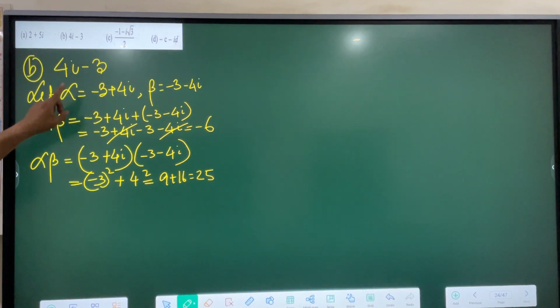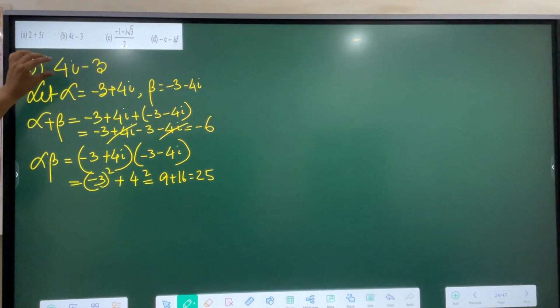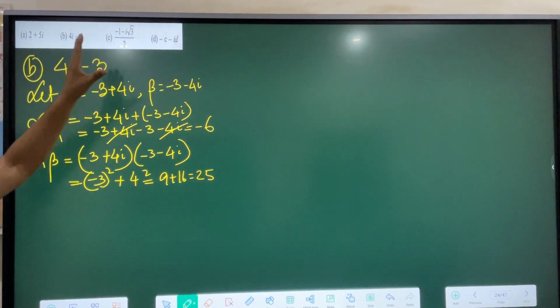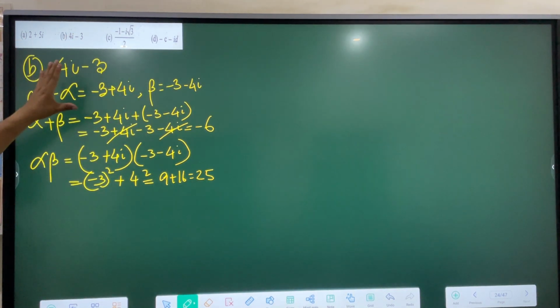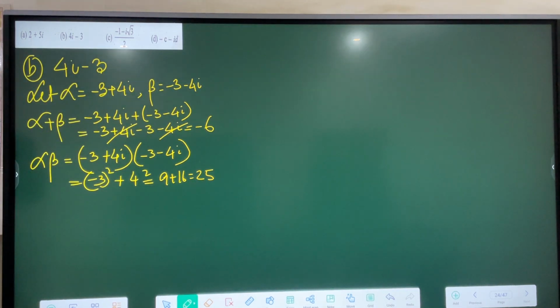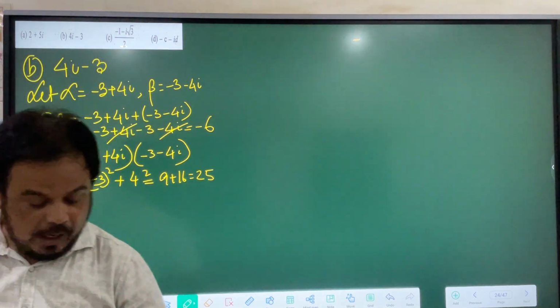Let me tell you again, whatever is given, this one we have taken as the first root, and the second one will always be the conjugate. In order to get the quadratic equation, for any quadratic equation in complex numbers, one root will always be the conjugate of the other.